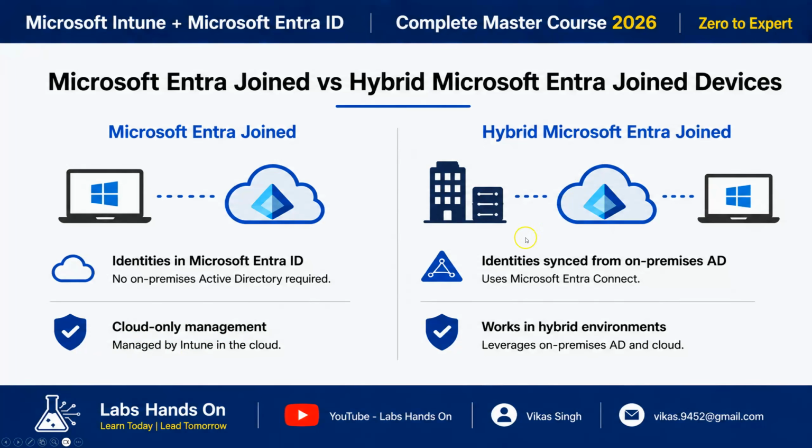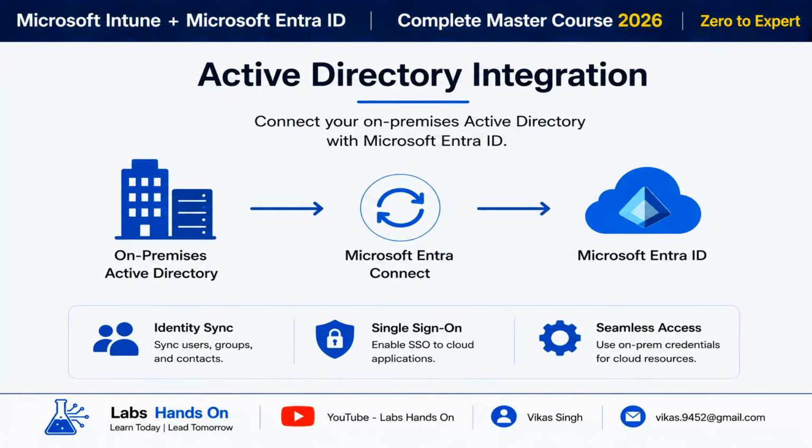And if you have an existing AD, then it's going to be a hybrid Microsoft Entra join machine, where identity is synced from on-premises AD using Microsoft Entra ID Connect, and then works in the hybrid environment, leveraging your on-premises AD and cloud, both environments together, which provides hybrid Entra join machines. And this is the way you can do Active Directory integration.